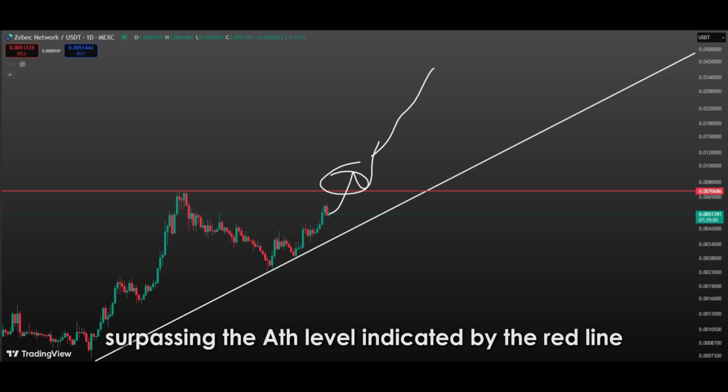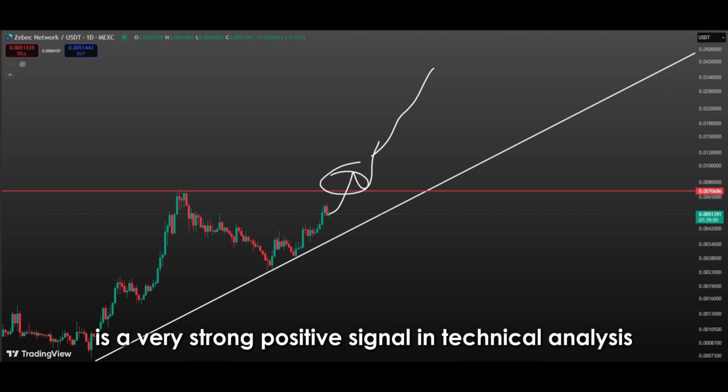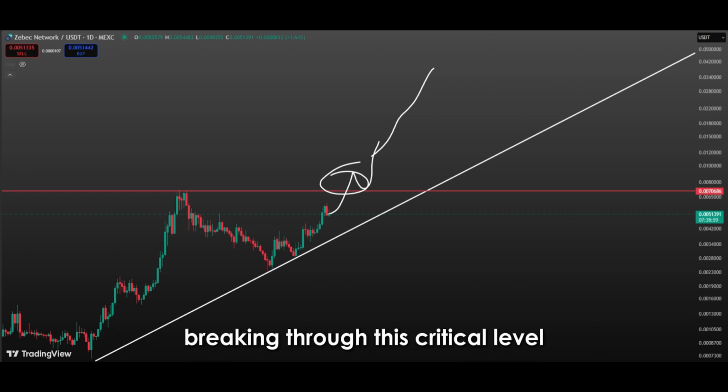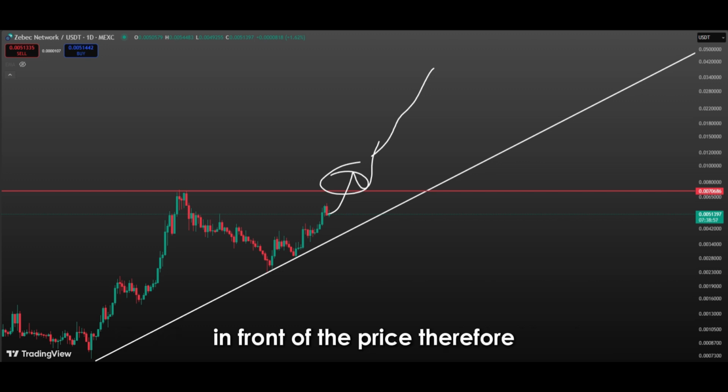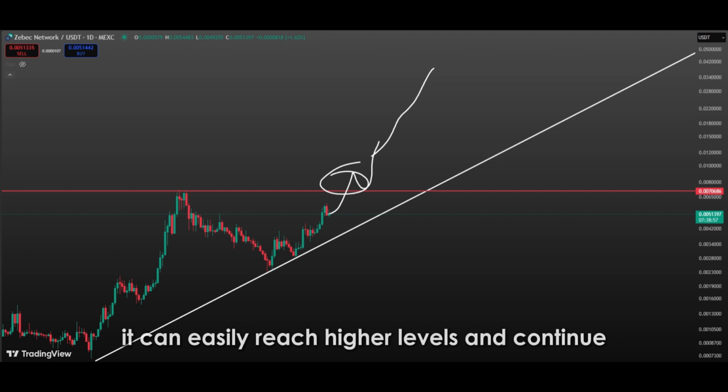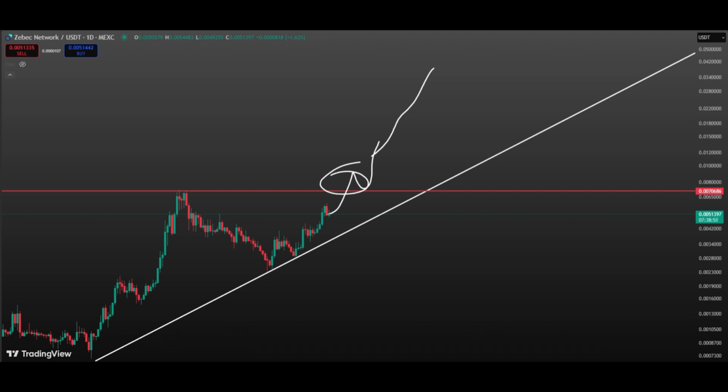In summary, surpassing the ATH level indicated by the red line is a very strong positive signal in technical analysis. Breaking through this critical level boosts investor confidence, increases buying demand in the market, and indicates that there are no longer any technical barriers in front of the price. Therefore, once the price passes the ATH level, it can easily reach higher levels and continue its ascent.